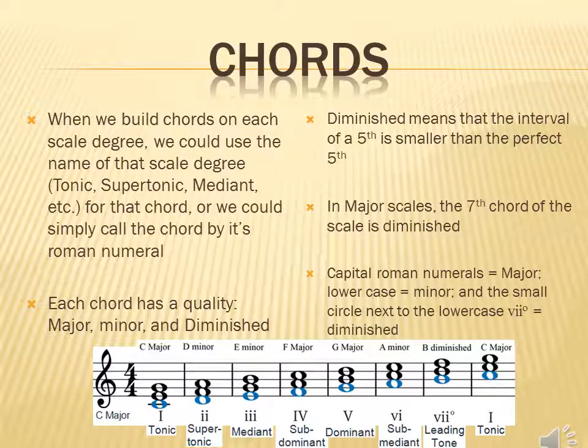When we build chords on each scale degree, we could use the name of that scale degree, that is the tonic, supertonic, mediant, etc., for that chord, or we could simply call the chord by its Roman numeral. Each chord has a quality: major, minor, and diminished. Diminished means that the interval of a fifth is smaller than the perfect fifth.